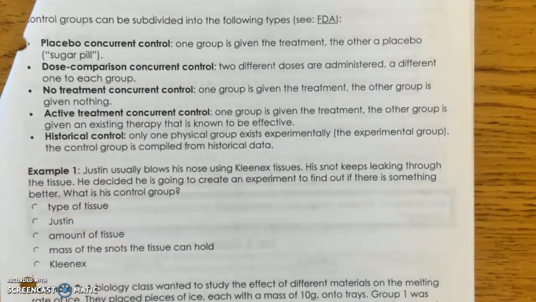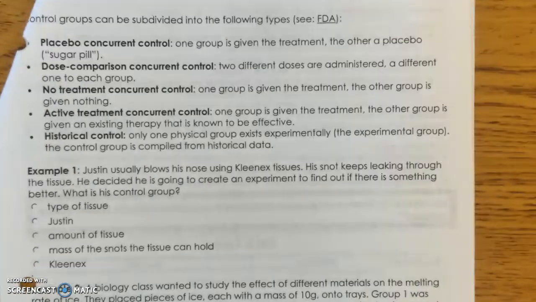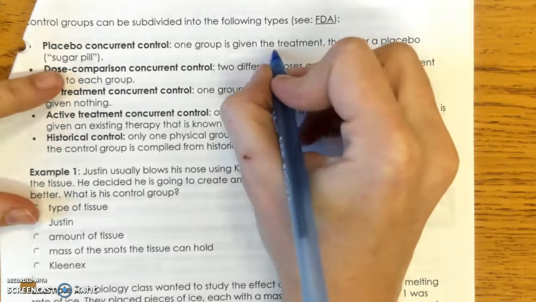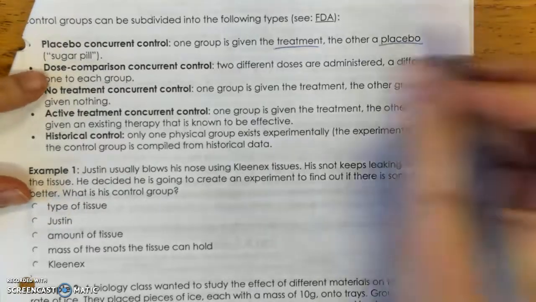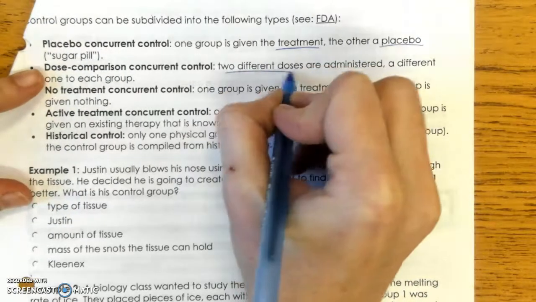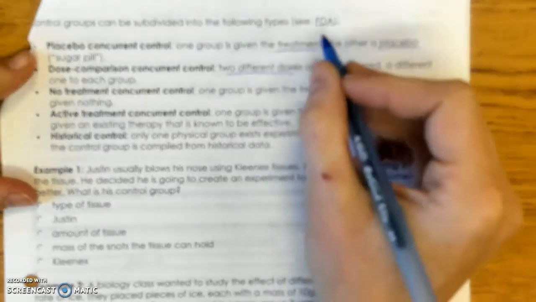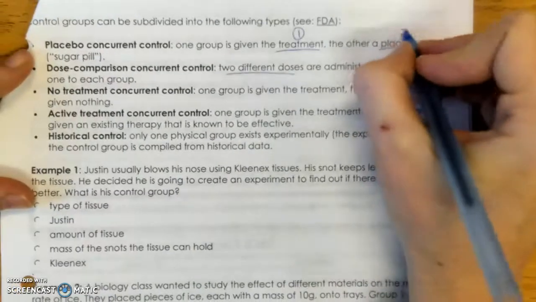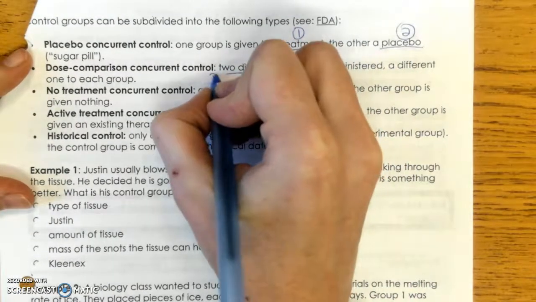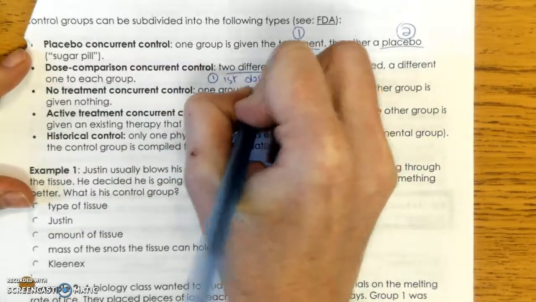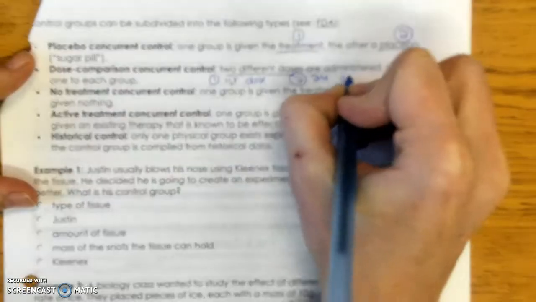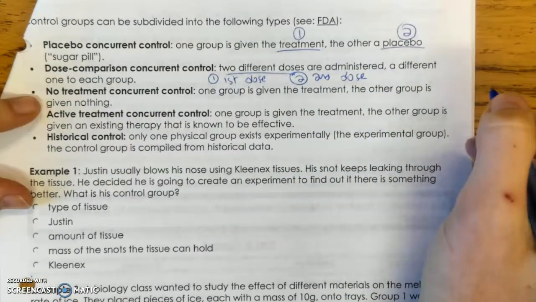Control groups can be subdivided into the following types. Now, this is from the FDA, the Food and Drug Administration. So these are different types of control groups that you can use when you're testing food and drugs. Placebo concurrent control. That's one group is given the treatment, the other a placebo. Dose comparison, right? Where you're comparing 2 different doses. So in every single one of these examples, you have comparison, right? You're comparing, number 1, the treatment to number 2, the placebo. You have 2 different doses here. Number 1, first dose. Number 2, second dose, right? So you're comparing those 2.